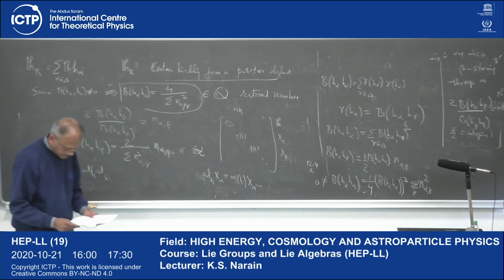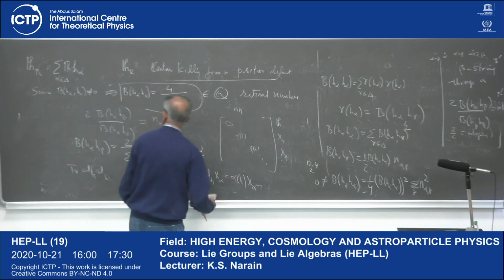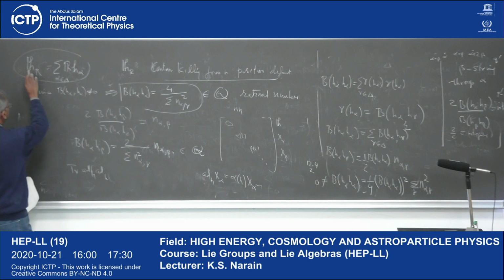So that's the thing. Therefore, if I now look at this space here, an arbitrary element of the space, let's say H, will be some combination, the sum over alpha of x alpha h alpha, where the x alphas are all real.